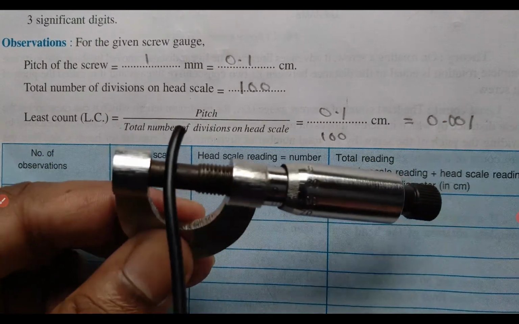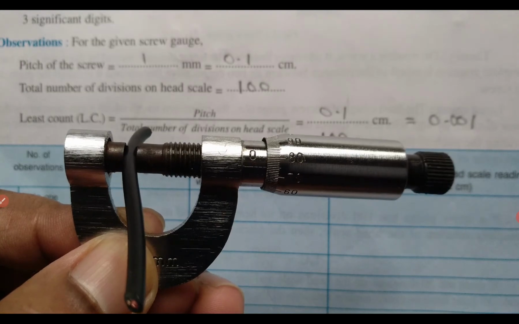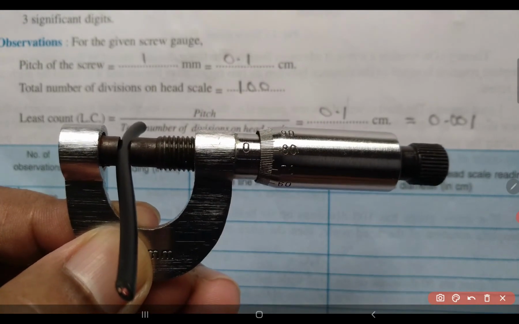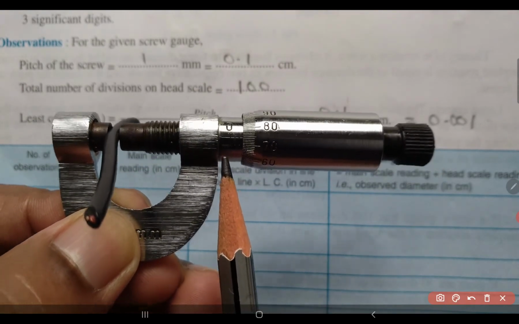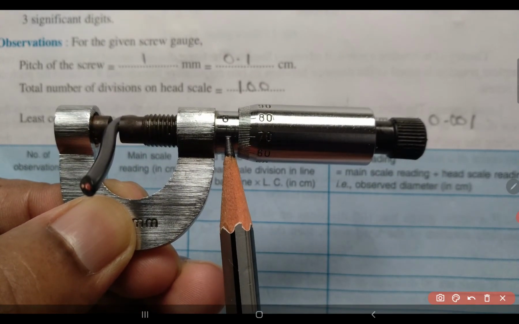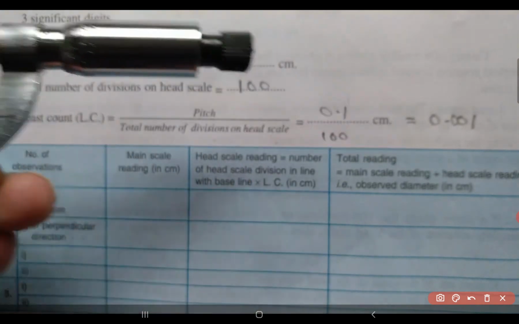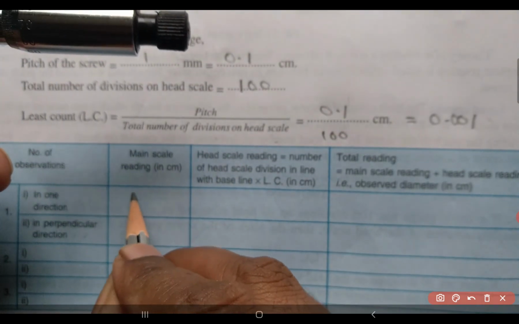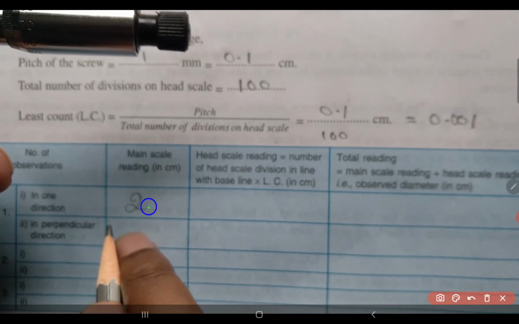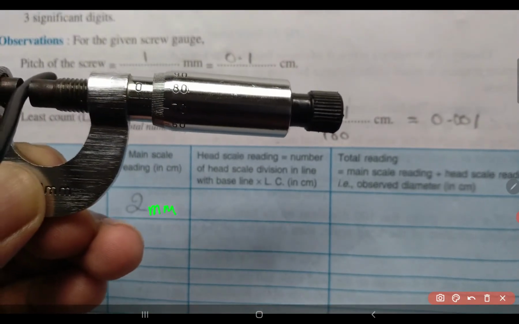Now here I am not making use of this particular ratchet because it is already tight, okay. So what I have done is I am not using this. So here I am trying to check my main scale reading. My main scale reading is 2 millimeter, right.